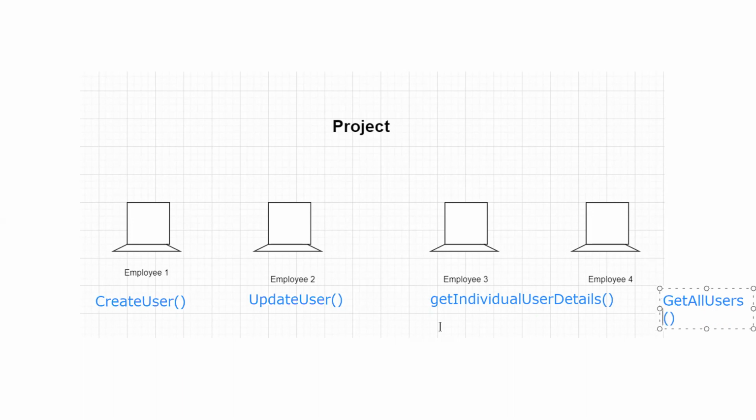Now what will happen if employee one needs to utilize the code that employee 4 has written? Employee 4 can send this code to him or to everyone via email or through a pen drive. This is what was happening earlier. There was no tracking of which code was written by whom, and this was the biggest challenge they were facing.